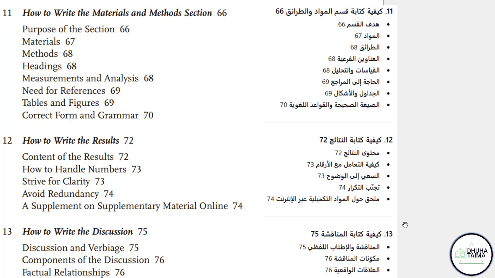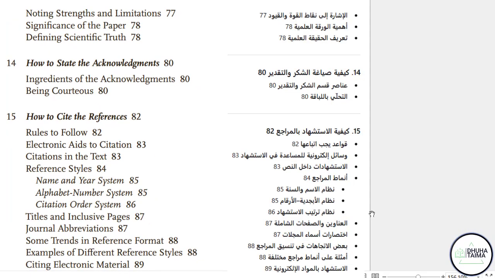13. How to write the discussion. Discussion and verbiage. Components of the discussion. Factual relationships. Noting strengths and limitations. Significance of the paper. Defining scientific truth.